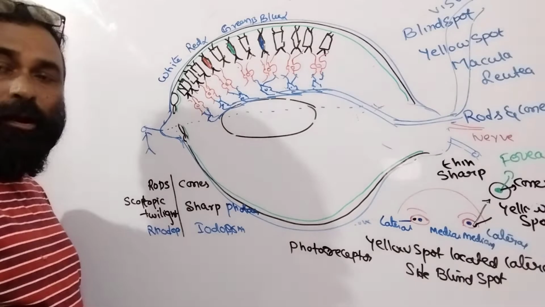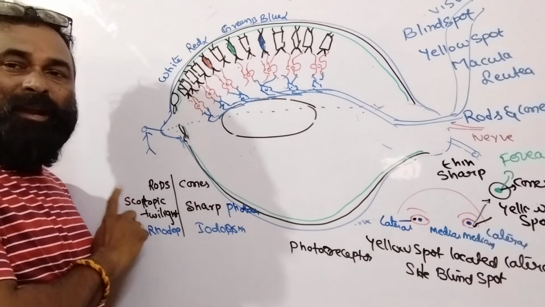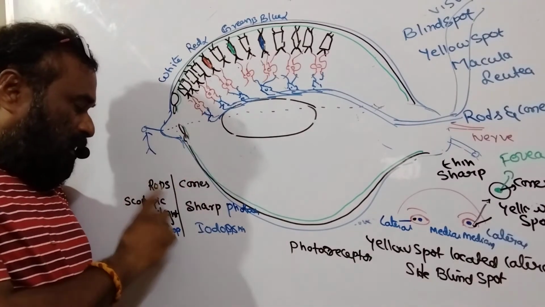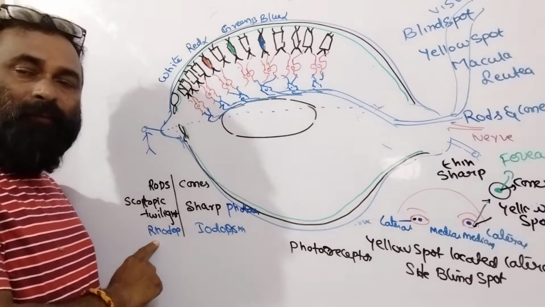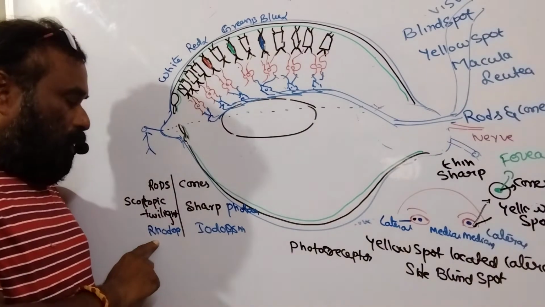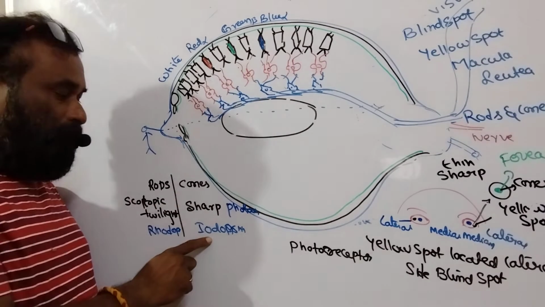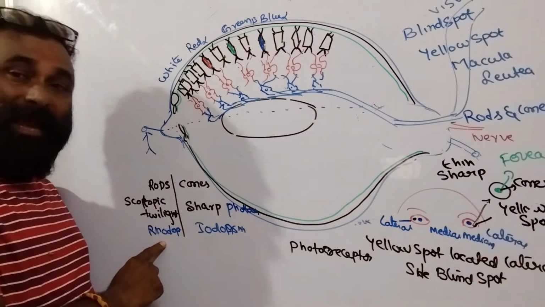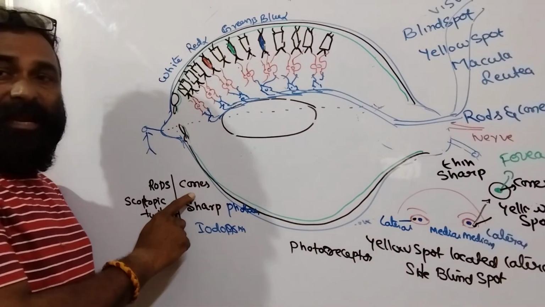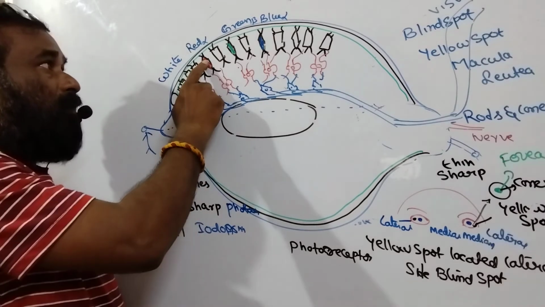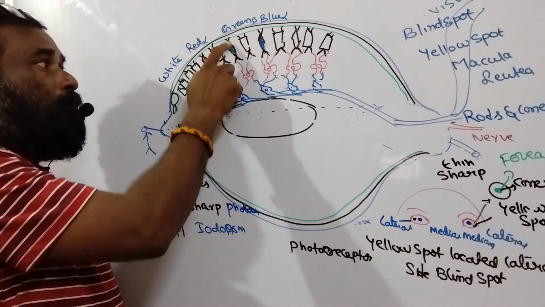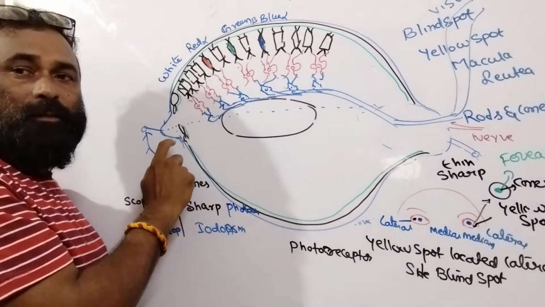There is a difference between rods and cones. Rods are useful for twilight or scotopic vision. Cones are meant for photopic vision. Rods have the visual purple protein called rhodopsin, whereas cones have iodopsin. Rhodopsin contains a derivative of vitamin A. Cones are of three kinds: alpha cones, beta cones, gamma cones, that is, red colored cones, green colored cones, blue colored cones.